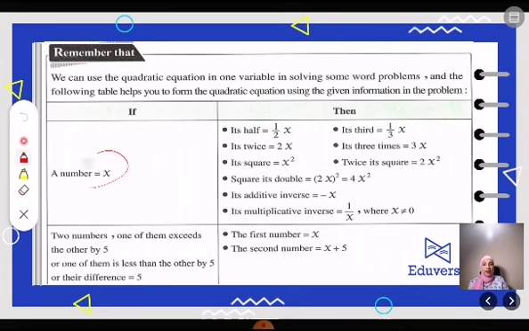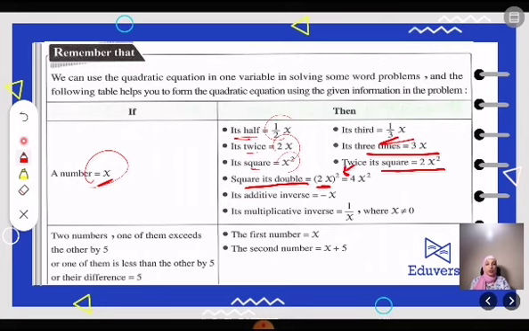Like a number x, for example, and its half. So the number will be x, its half will be half x. Twice it is 2x. Its square is x to the power 2. Its third will be a third of x. 3 times it will be 3x. Twice its square will be 2 multiplied by x squared. Square its double: you have to get first its double and then get its square, so it will be 4x power 2.